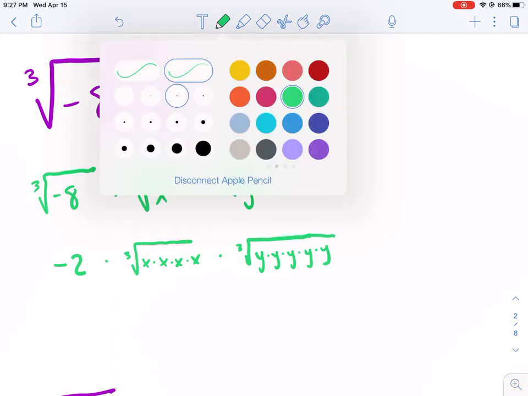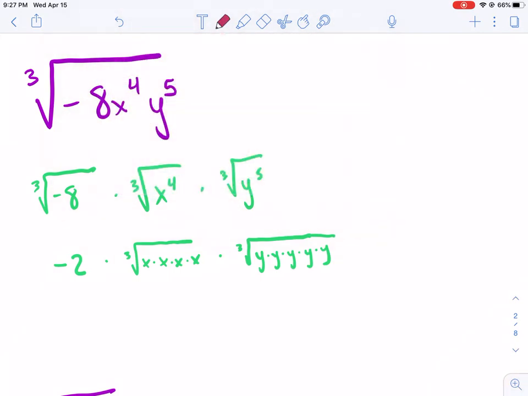Okay, now, how do I simplify these variables? Well, I'm looking for any time there's 3 x's, and there's 3 there, and that means 1 is going to be able to leave the house. So then I have cube root of x. This guy stays home.